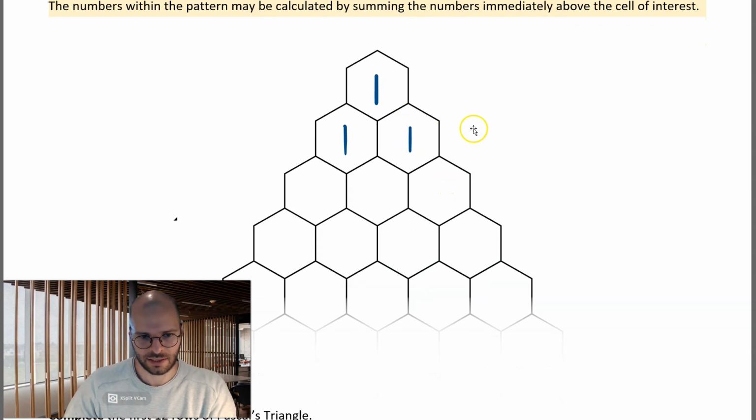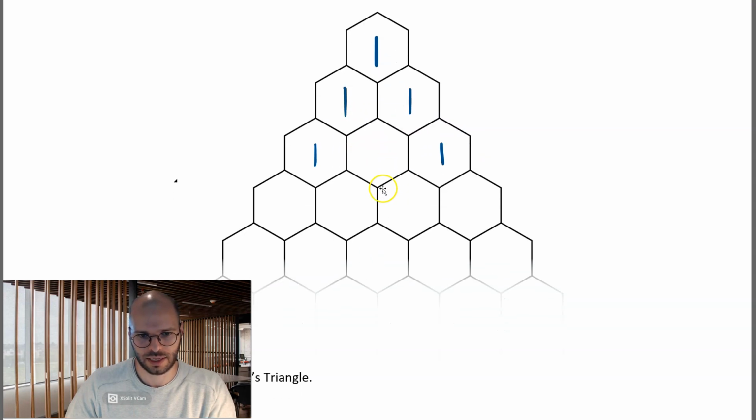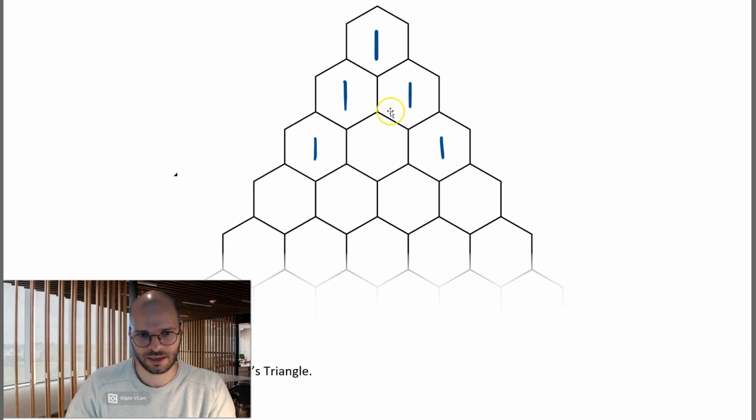Okay, moving down. It's not that much more interesting. If we look on the far left, the only number above it is 1, and on the far right, the only number above is 1 as well. However, where we change the pattern up a little bit is in this middle cell. You'll see that there are 2 cells above, so there's a 1 and a 1, and the number that goes in here is the sum of these 2 cells, so 1 plus 1 is 2. So instantly we see the first pattern emerging.